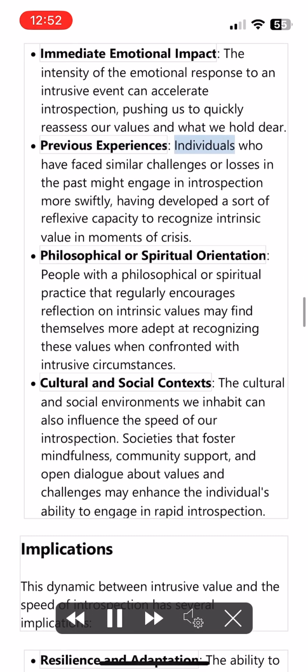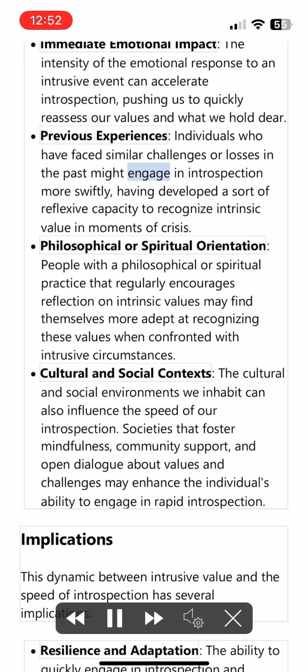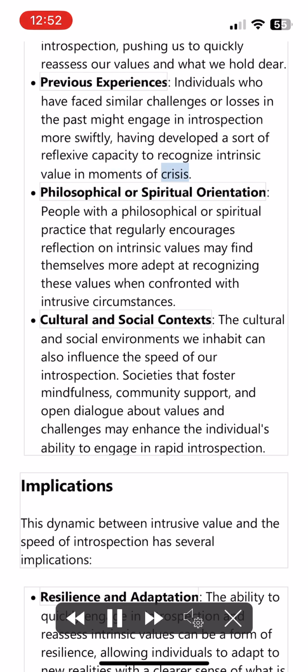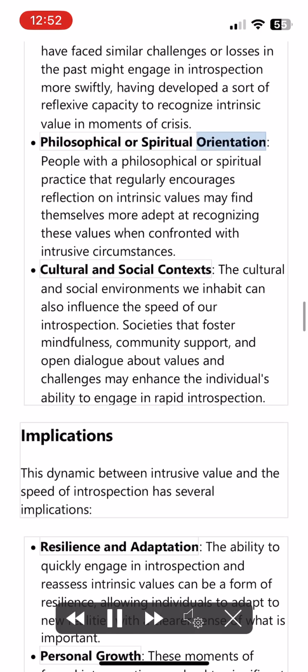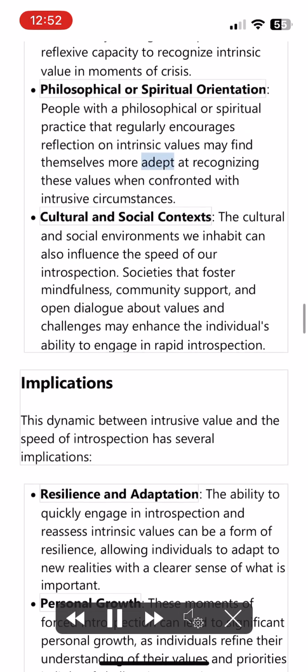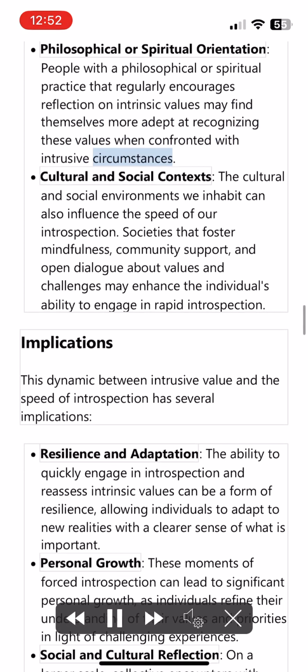Previous experiences. Individuals who have faced similar challenges or losses in the past might engage in introspection more swiftly, having developed a sort of reflexive capacity to recognize intrinsic value in moments of crisis. Philosophical or spiritual orientation. People with a philosophical or spiritual practice that regularly encourages reflection on intrinsic values may find themselves more adept at recognizing these values when confronted with intrusive circumstances.